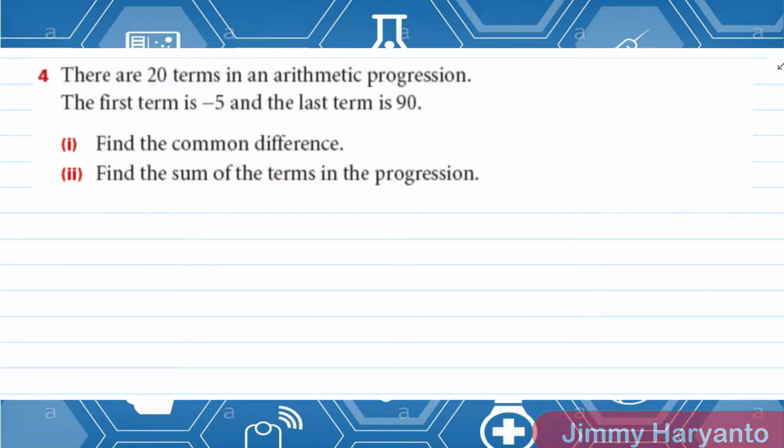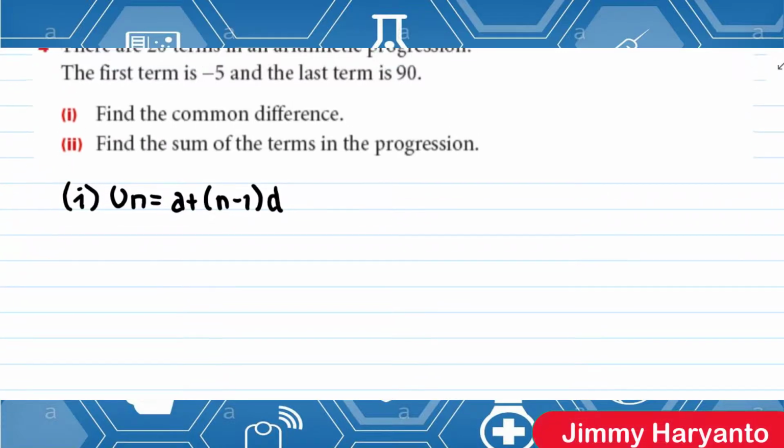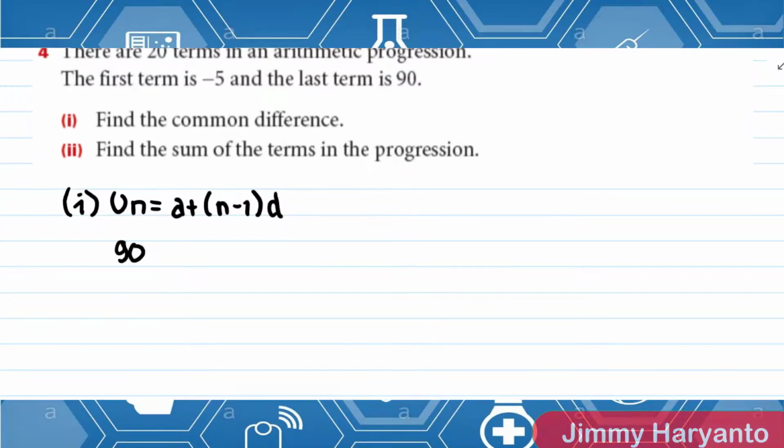Next, there are 20 terms in an arithmetic progression. The first term is -5, the last term is 90. There are 20 terms, so we will have to find the difference first. Let's use un equals a plus n minus 1 times the difference. The un is the last term. The last term is 90 equals a, a is -5, plus there are 20 terms, so 20 minus 1 times the difference.